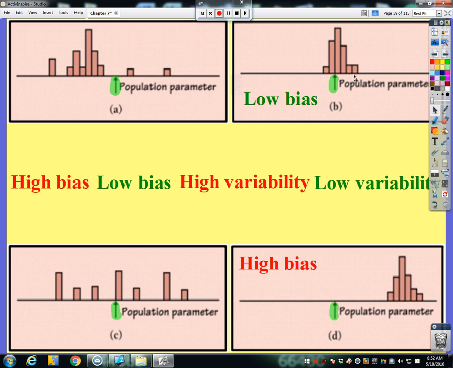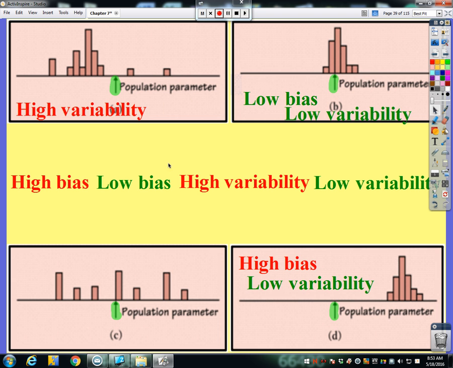But what's the similarity between these two things is that both of these have low variability, right? We don't have a whole lot of spread going on here. So both of these have low variability. This one has low bias because we're right on the arrow. This one has high bias because our sampling distribution is off of the truth. Now, these two guys over here, if you haven't caught on yet, they both have high variability. They're very spread out, right? They're not very concentrated like these two were.